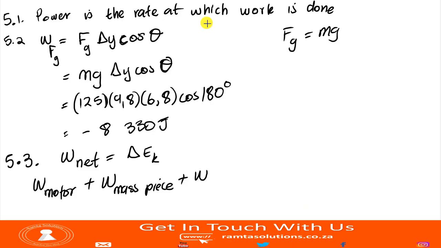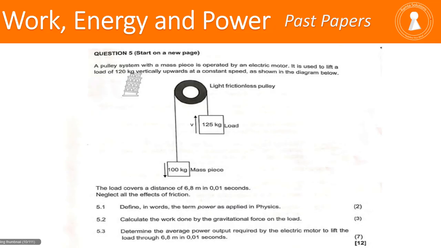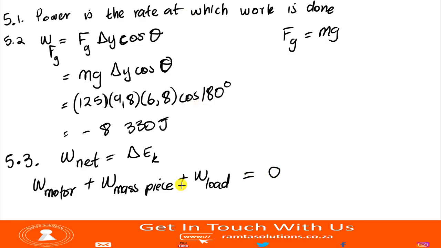And the work done by the load are all equal to... now, before saying this, remember, they said at a constant speed. At a constant speed, okay? So a constant speed tells us that the change in kinetic energy is 0, isn't it?